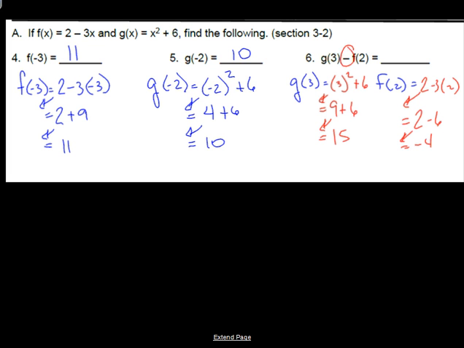Now I have to subtract the two of them, the 15 minus my negative 4. And 15 minus a negative 4, remember when you have a minus and a negative, that changes that to a positive. 15 plus 4 is 19.